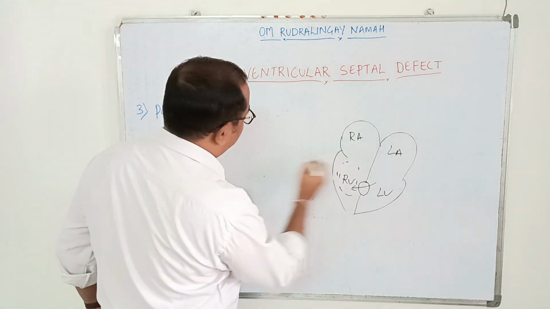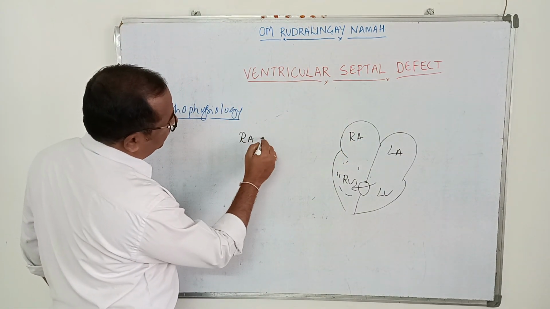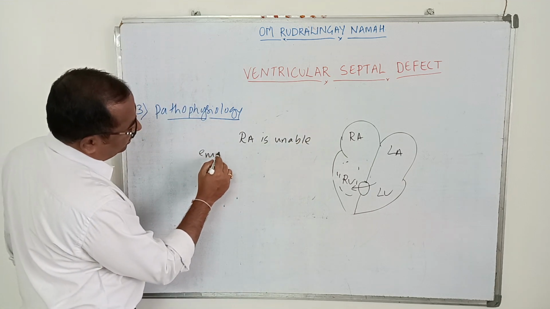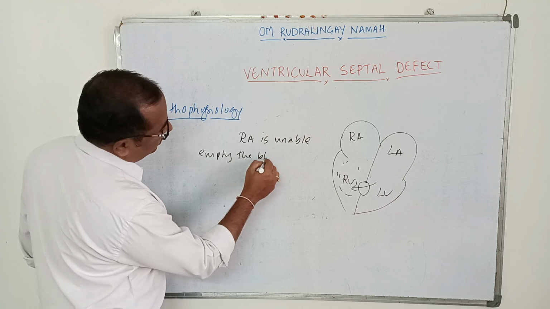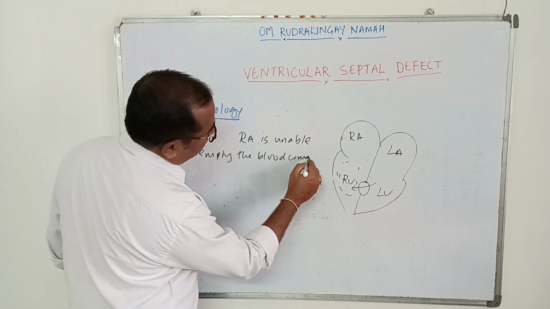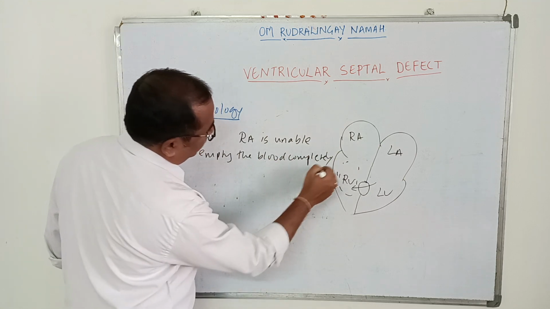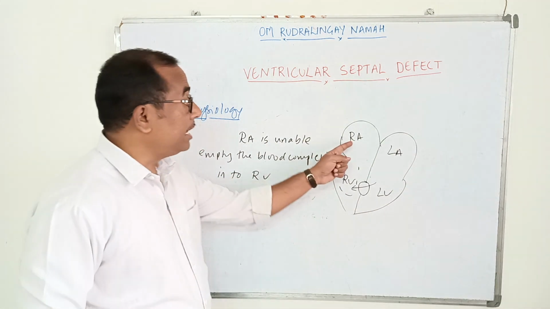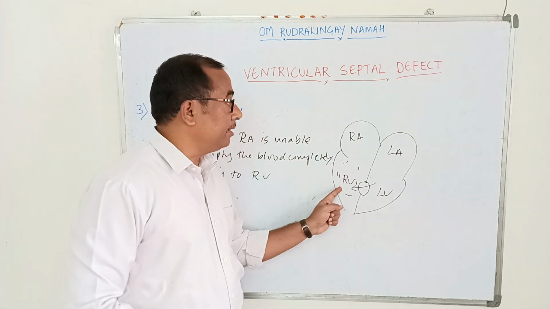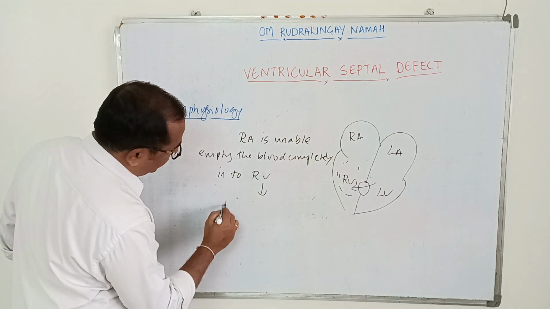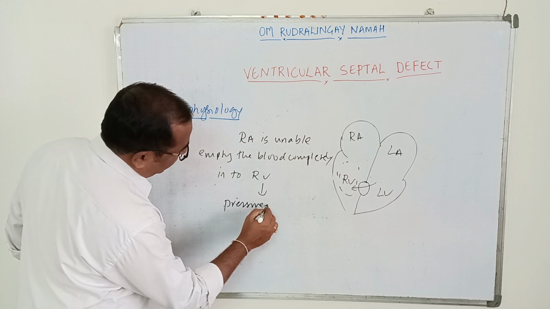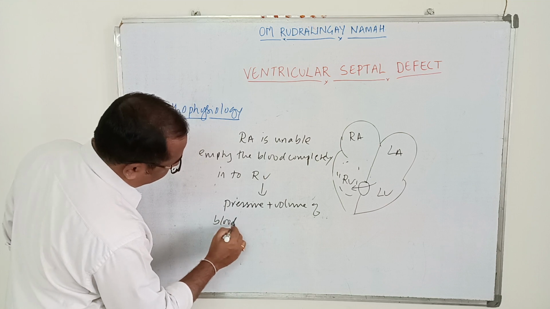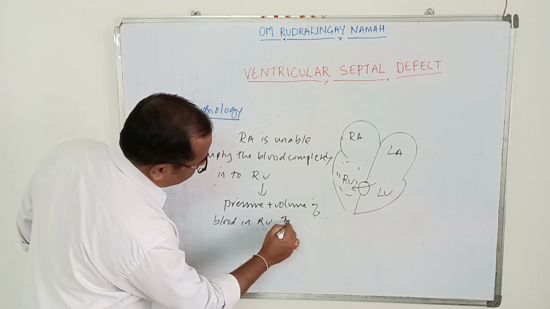Right atrium. This right atrium is unable to empty the blood completely into the right ventricle. So next, what happens here? The pressure and volume of blood in the right ventricle increases.